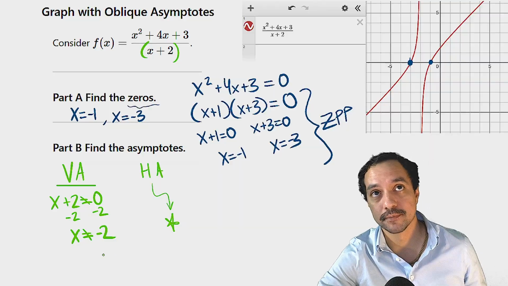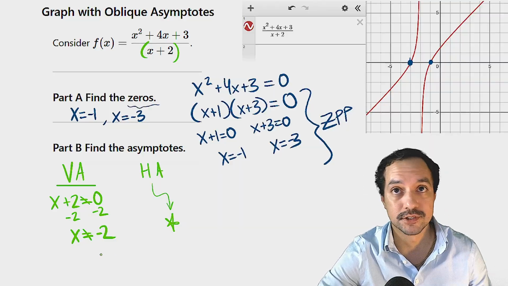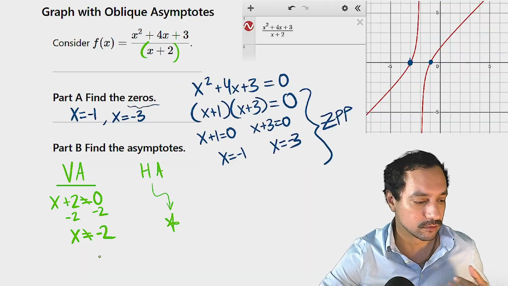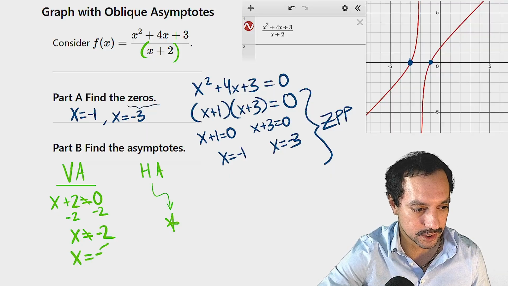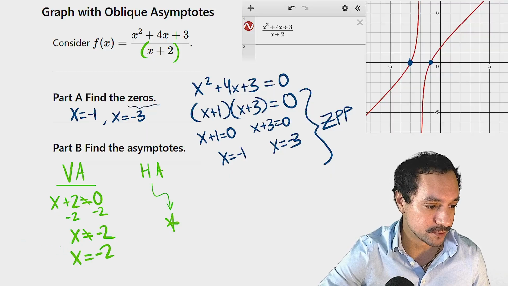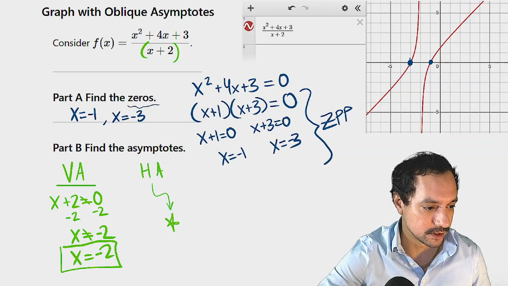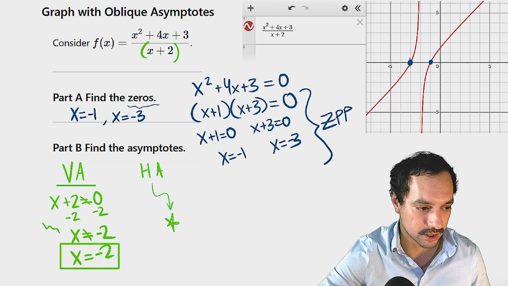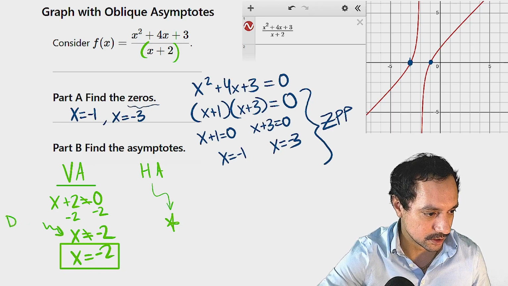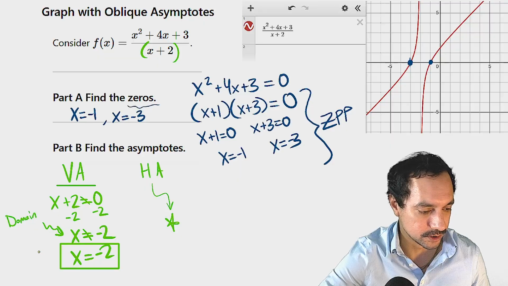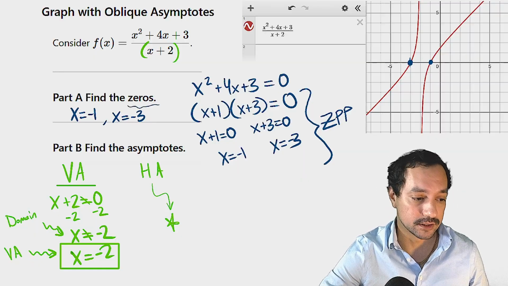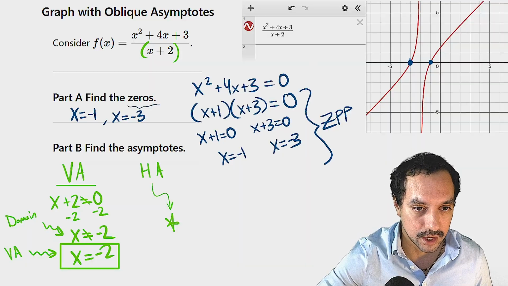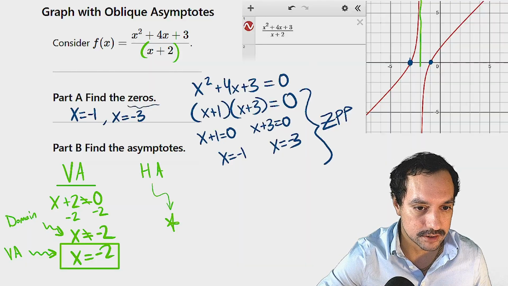So that's my discontinuity. Now, there are two types of discontinuity that you can get. For right now, we'll just assume this is our vertical asymptote, x equals -2. The vertical asymptote must be entered in as the equation of a line, and I'll show you why in a second. Let me just label these real quick. This is the domain. We're excluding -2, and this is the vertical asymptote equation. If we graph the line x equals -2, that would show up right here.